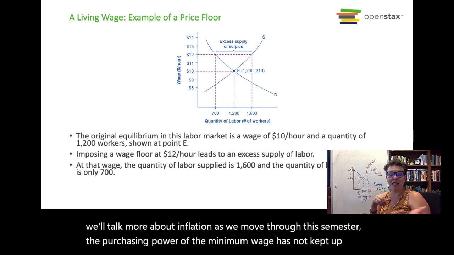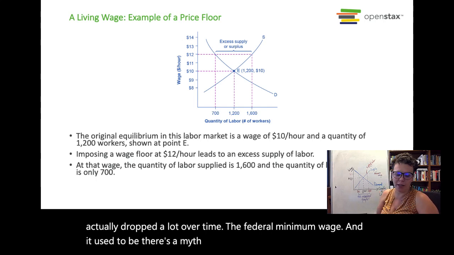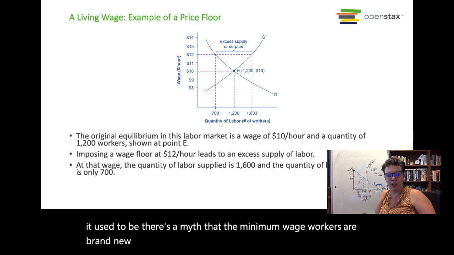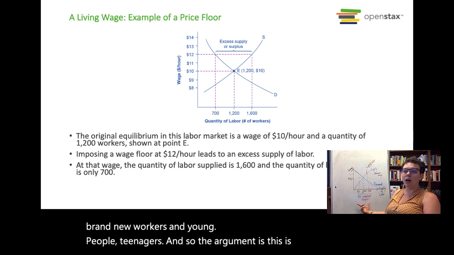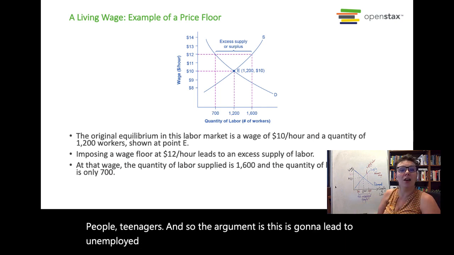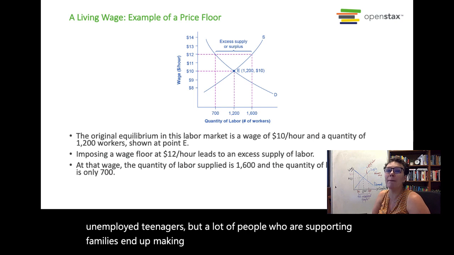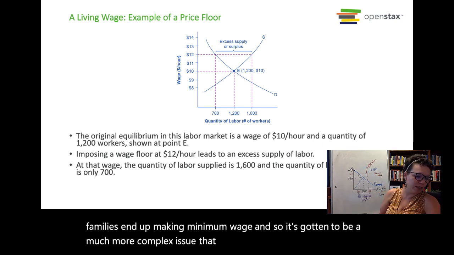It's actually dropped a lot over time, the federal minimum wage. There's a myth that minimum wage workers are brand new workers and young people, teenagers. And so the argument is this is going to lead to unemployed teenagers. But a lot of people who are supporting families end up making minimum wage. And so it's gotten to be a much more complex issue than it might have once been.